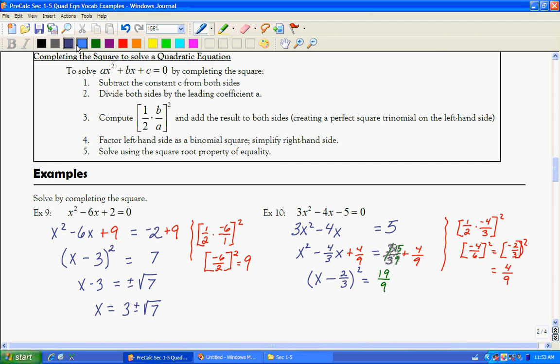Okay, we're on to step 5, using the square root property. So we have x minus 2/3 is equal to plus or minus the square root of 19/9. Add 2/3 to both sides, and then we're going to simplify this radical. So we get a positive 2/3 plus or minus the square root of 19 over 3, because the square root of 9 is 3, and that is our final answer.